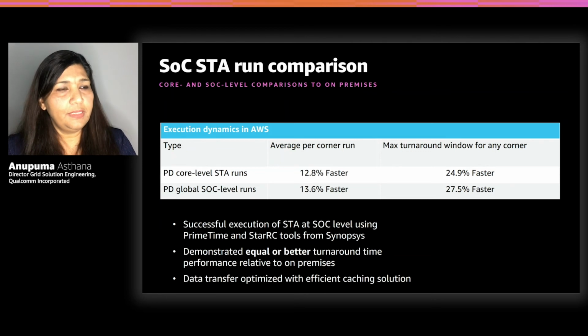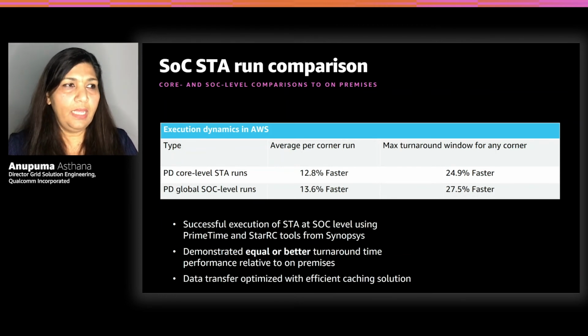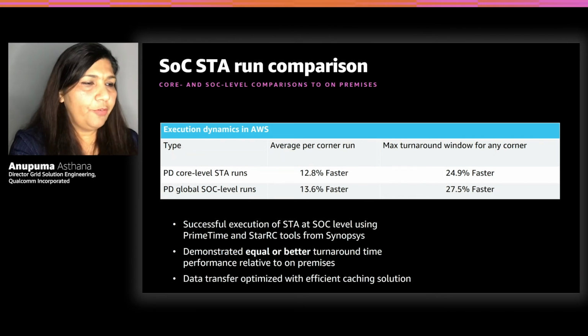This was a successful execution of STA capability at both SoC level using native tools, PrimeTime and StarRC from Synopsys. We were also able to demonstrate equal or better turnaround time in the cloud compared to on-prem, and data transfer rates were optimized with efficient caching solutions. Those of you who work in the physical design area would note that the data requirements for physical design are way higher than in other functional spaces. So dealing with the data volume it drives was a very complex undertaking, but with the cache operations, it performed really well for us.